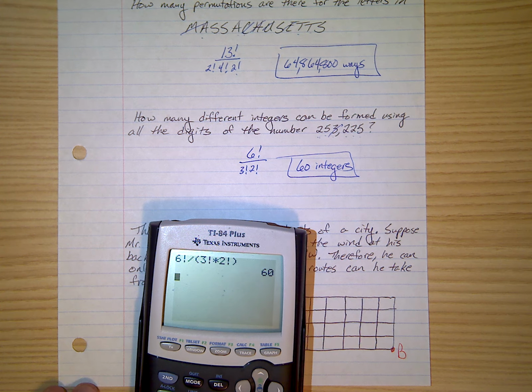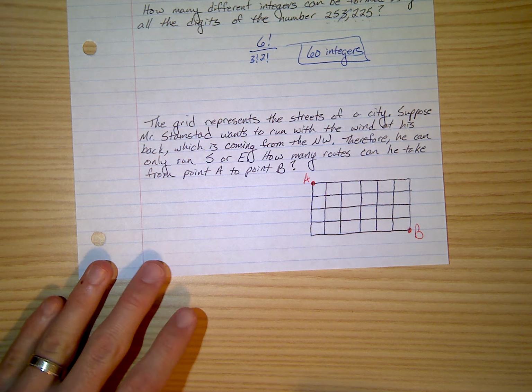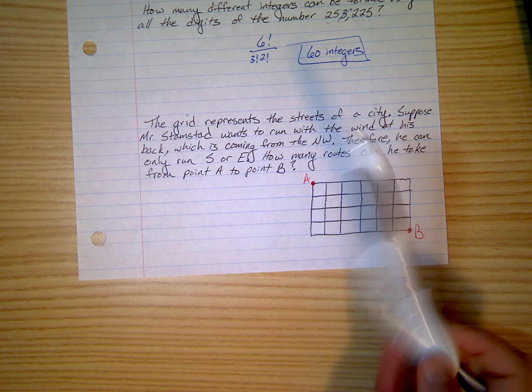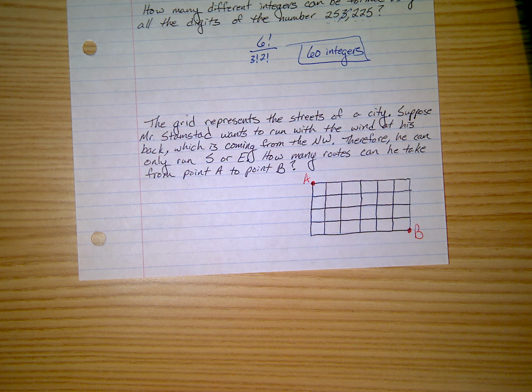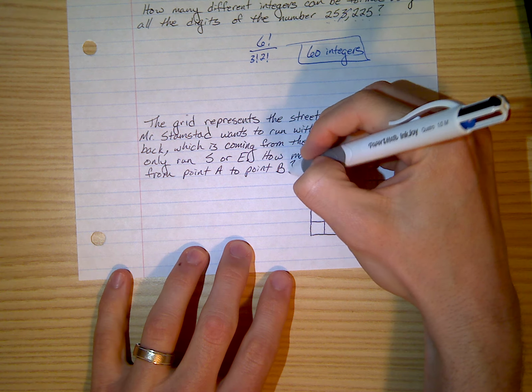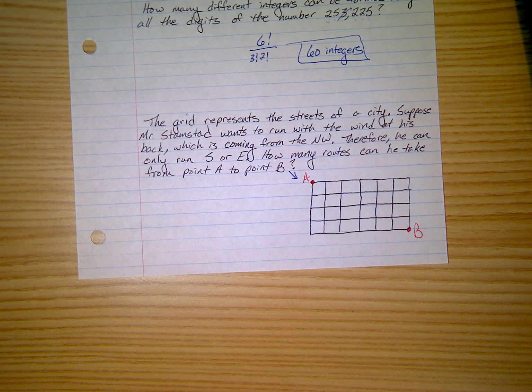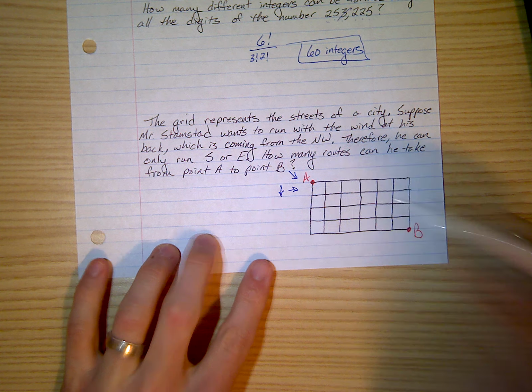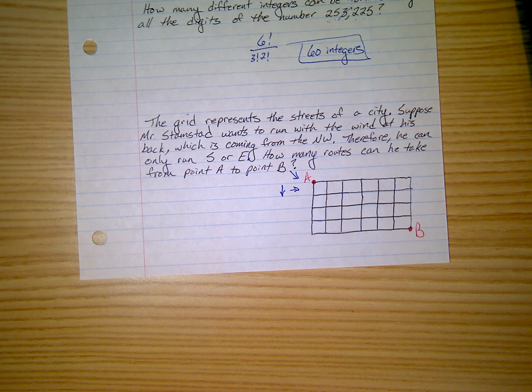Okay, so kind of an application of this would be something like this. All right, so the grid represents the streets of a city, and suppose Mr. Stampstead wants to run with the wind at his back, which is coming from the northwest, meaning it is going this way. The wind is blowing that way. Therefore, he can only run south or east, south being down, east being this way. How many routes can he take to get from point A to point B?